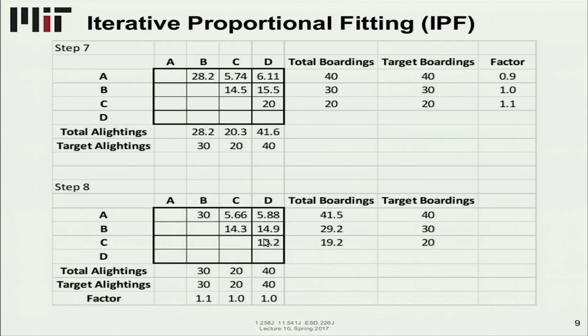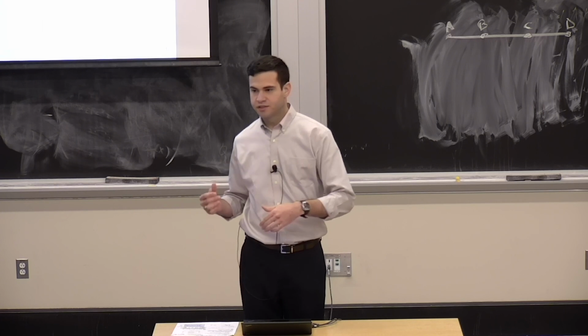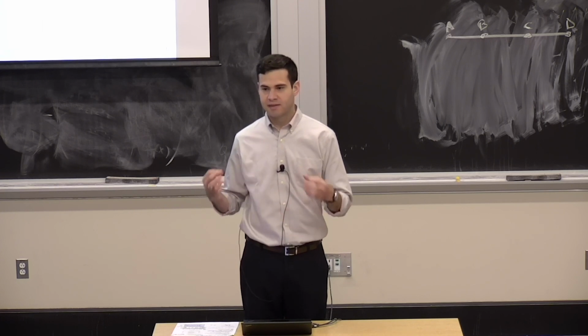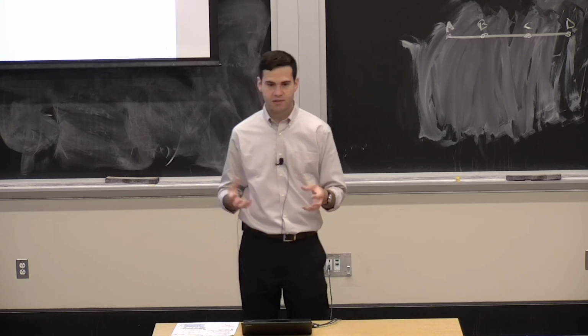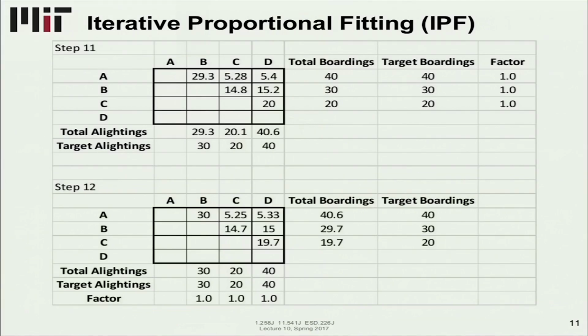I've put in all the slides so you can actually repeat this in your spreadsheet program if you want. It has been shown that if all the non-structural values of the cells in that matrix are not 0, meaning they are positive, then it will converge, and it will converge to the maximum likelihood estimate, so the best possible estimate, given your seed and given your control totals.